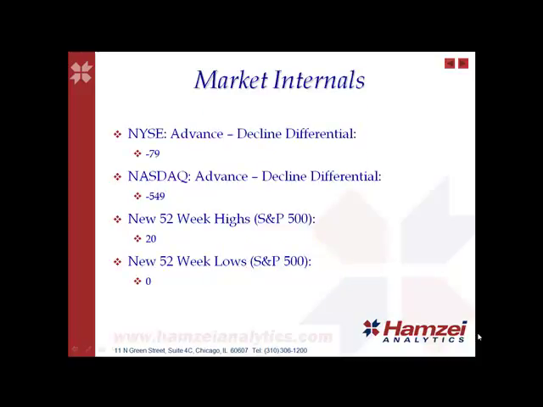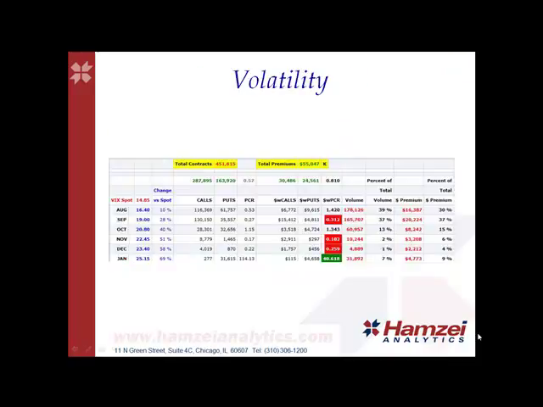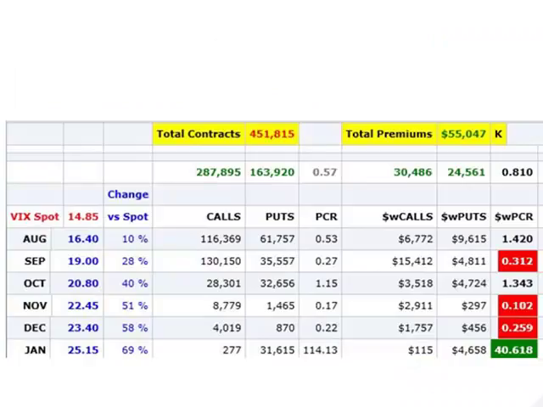For the market internals, the New York Stock Exchange advance-decline differential closed at negative 79. Nasdaq advance-decline differential closed at negative 549. There were 20 new 52-week highs for the S&P 500 and 0 new 52-week lows for the S&P 500. For the volatility, there were 450,000 contracts traded on the VIX today, with 55 million in total premiums paid.